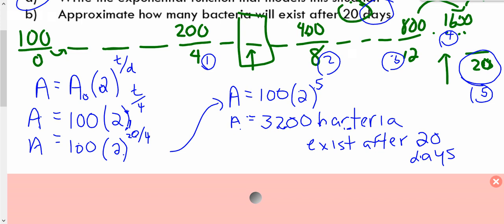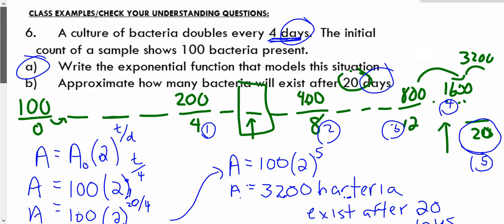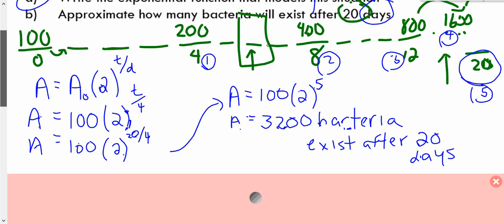What if they asked me after 4 years? Oh, okay, well then we got to figure out how many days there are in 4 years, figure out how many increments of 4-day periods there are. And again, that becomes tedious when we're trying to figure it out with a timeline. So a formula is a lot more effective.